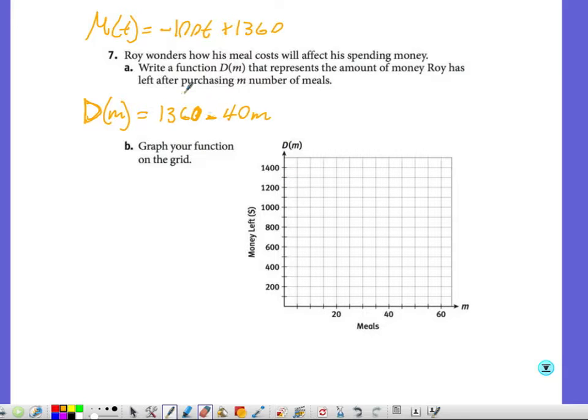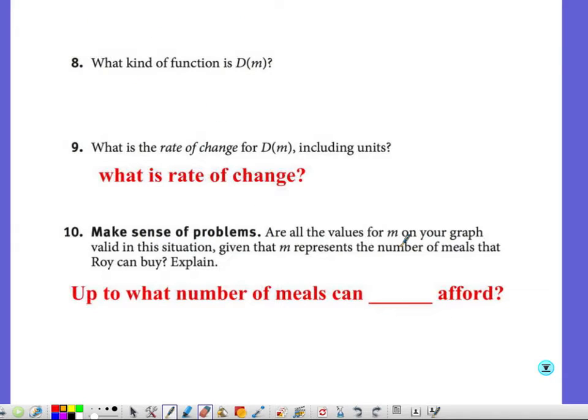Okay, so we can go ahead and graph this, where 1360 is going to be the y-intercept, and negative 40m is going to be our slope, and we don't know exactly where this line is going to cross the x-axis. So let's take a look at number 8.